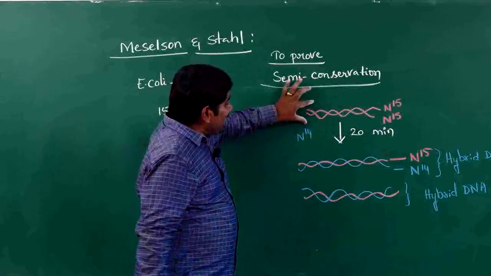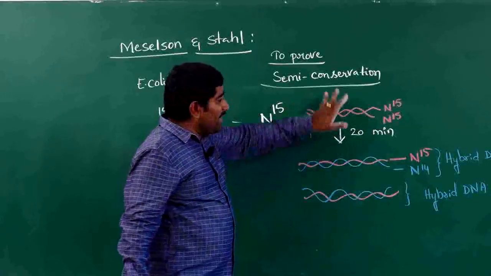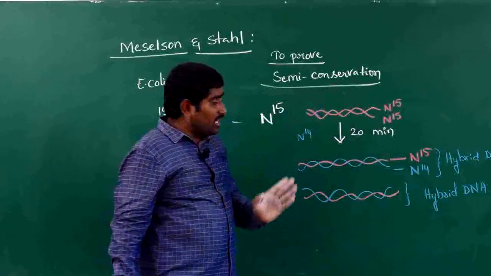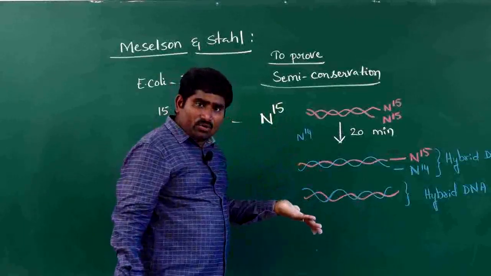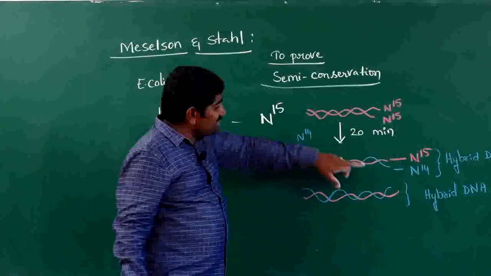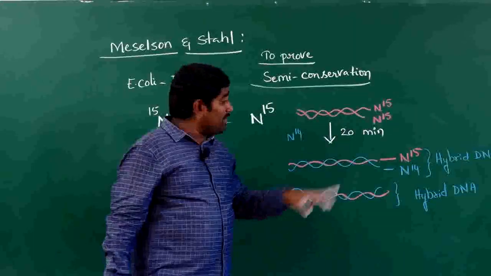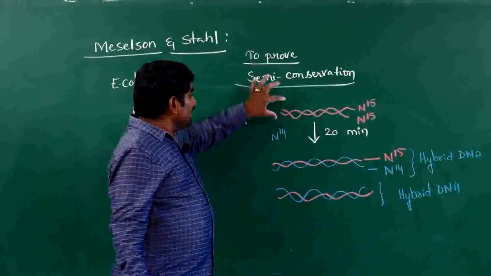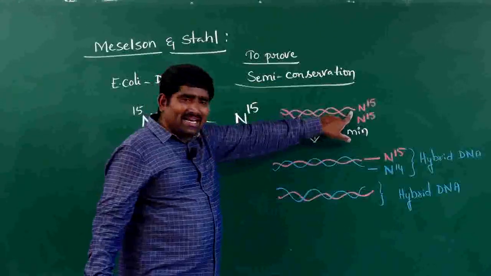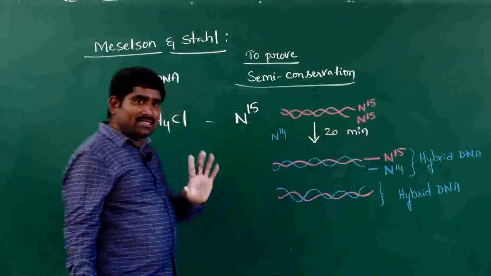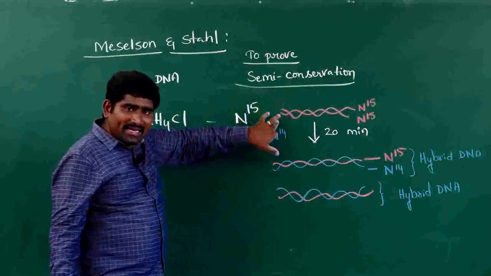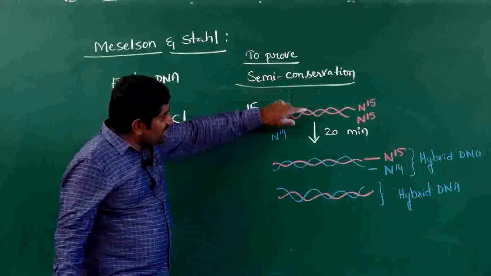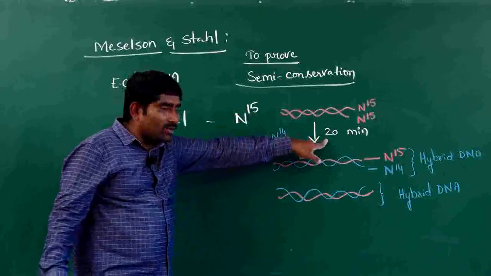Two hybrid DNAs are formed, because both strands of the parental DNA contain the N15 isotope. But when this parental DNA is shifted to N14 medium, the parental strands will not be converted. The newly formed DNA strands will be N14, but N15 remains as it is, even in the N14 medium. This is the already prepared N15 parental DNA. Listen, this already prepared N15 DNA is kept in N14 medium for 20 minutes.